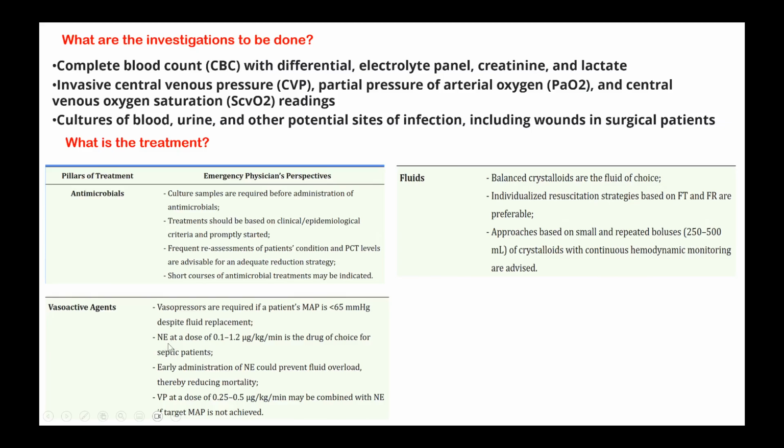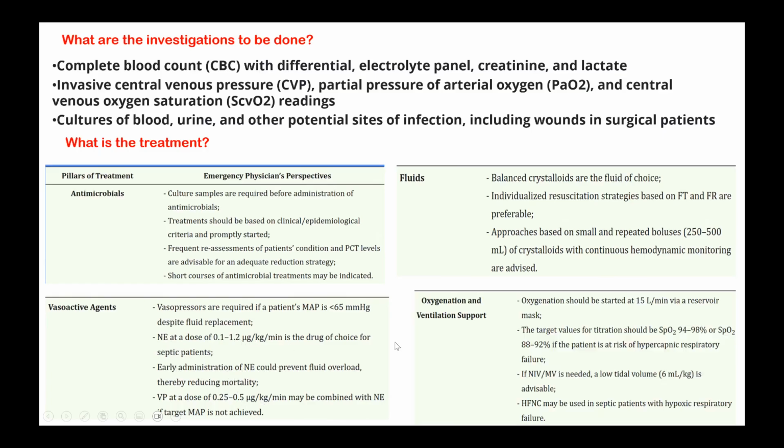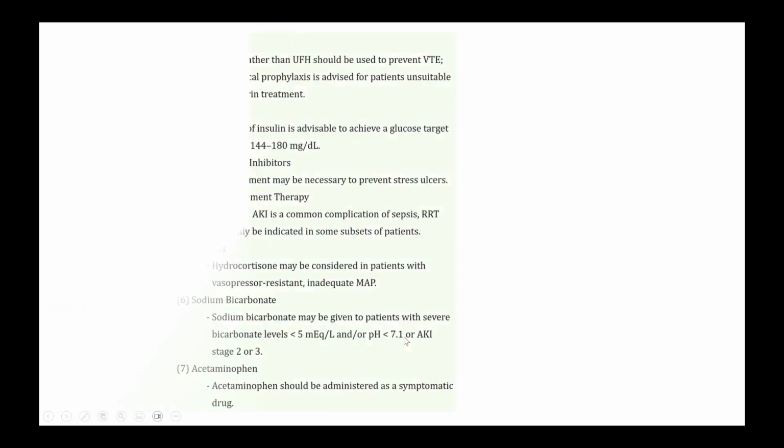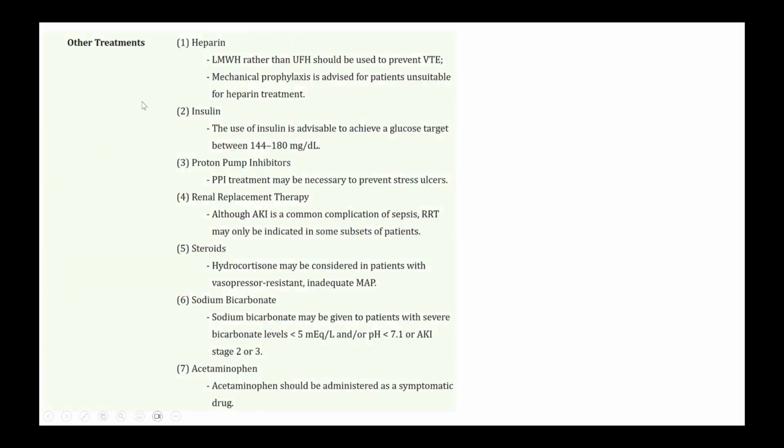So normally we use norepinephrine in doses of 0.1 to 1.2 microgram per kg per minute. And vasopressin, if the noradrenaline is not effective, the alternative is to go for vasopressin. Then the fourth step is the oxygenation and ventilation support. That can be done with non-invasive initially, and then we have to go for invasive if the condition is very severe. Then the fifth step is the other treatment.